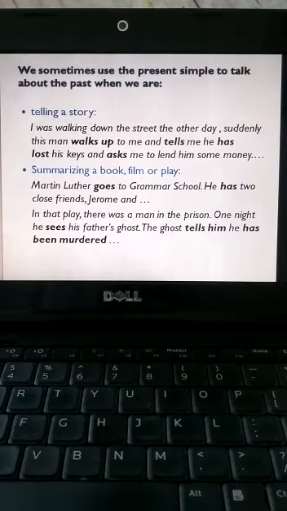So this way we can use present tense to talk about the past to make things interesting when we are telling a story or we are summarizing a book, play or film.